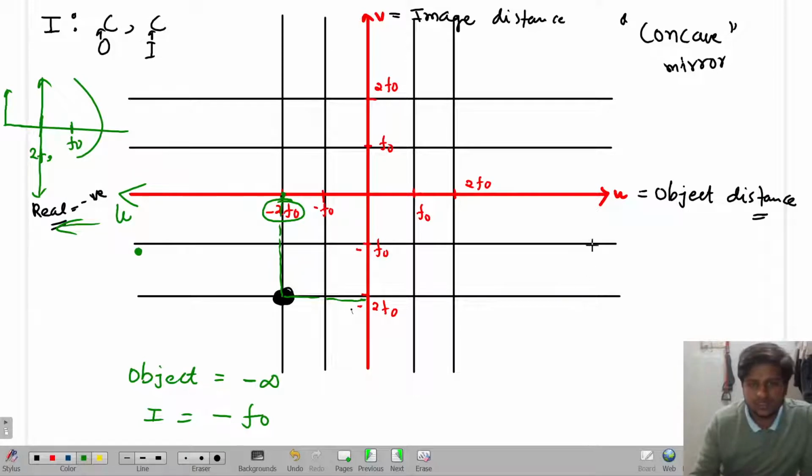दिस लाइन शोज व्हाट? This line is showing, try to understand, this is my image distance, this is showing minus of f naught. So इसका मतलब क्या? अगर ऑब्जेक्ट हमारे पास इन्फिनिटी पे है, तो जो इमेज बनेगा वो कहाँ पे बनेगा? माइनस ऑफ एफ नॉट के लाइन के ऊपर बनेगा, ठीक है ना.